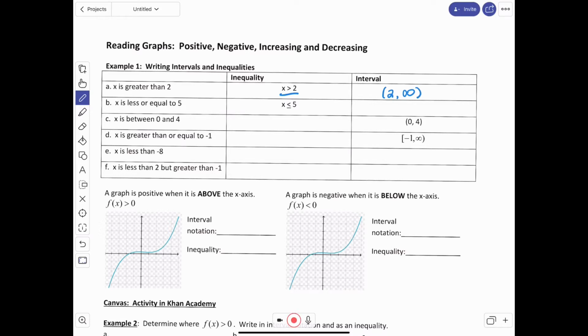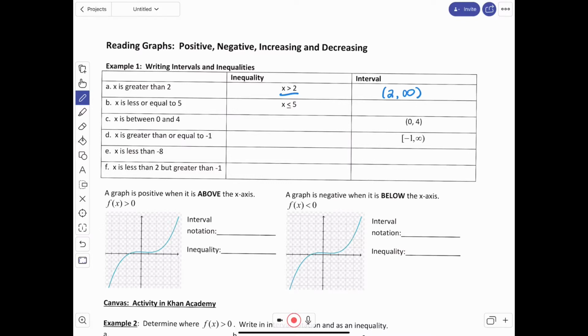When you write it as an interval, your smaller number will always go on the left and your larger number will always go on the right. Always. You'll always put parentheses with inequalities that are less than and greater than. Brackets will always be used when it has the equal to symbol, like less than or equal to or greater than or equal to. And like I mentioned in our last video, you will always use parentheses with infinity and negative infinity.